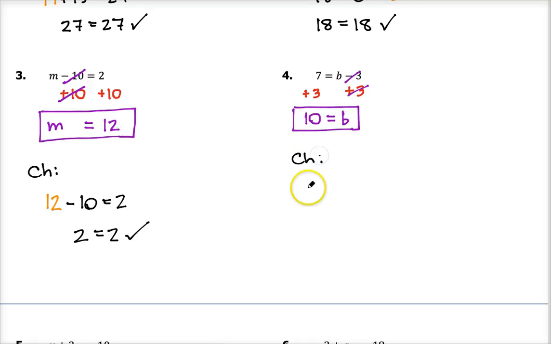Go ahead and check that answer. So the equation was 7 equals b minus 3, so substitute 10 for b, and 10 minus 3 is 7, so that works.